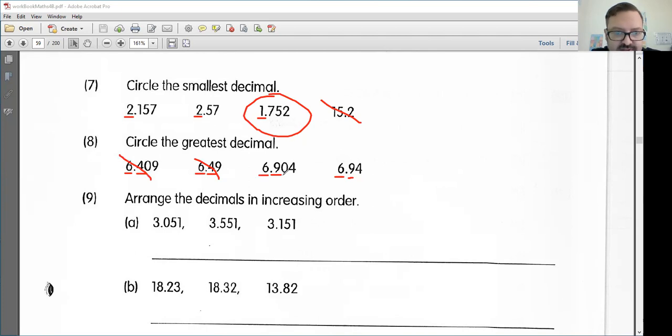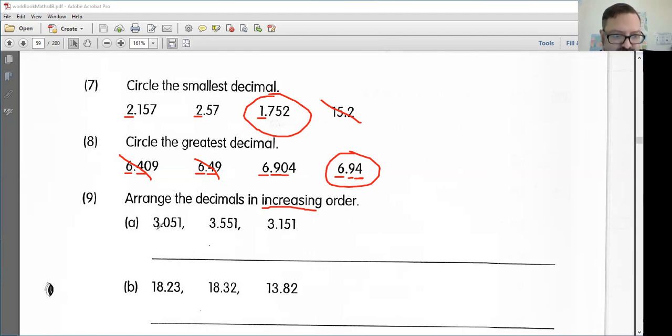All right, now let's move on to the hundredths place. I have 0/100. Now I have 4/100 over here. So 4/100 is greater than 0/100. So this number, 6.94, is our greatest number. Number 9, arrange the decimals in increasing order. Increasing means we start small and get bigger, okay? So let's start with our lowest number.